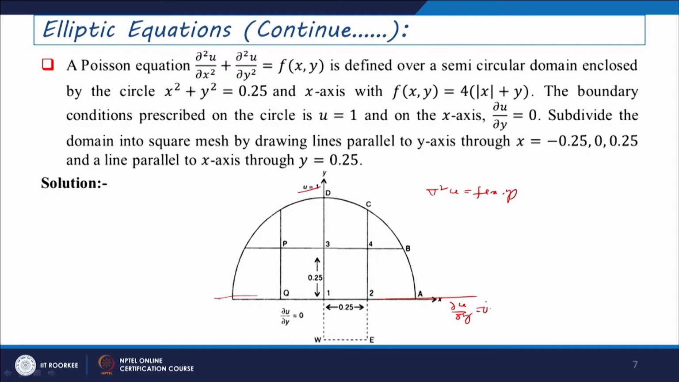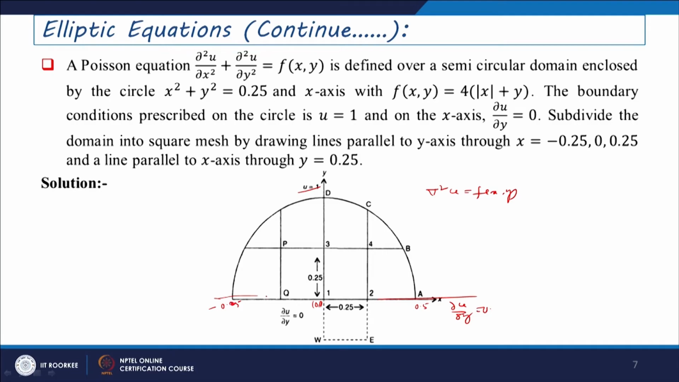So, if we subdivide this domain into a square mesh by drawing parallel lines along the y axis through x equals minus 0.25, 0 and 0.25. Since this defines the circle with its center at the origin, x is varying from minus 0.25 to 0.25. So, that is why this final point will be 0.5 here, this will be 0.5 here.